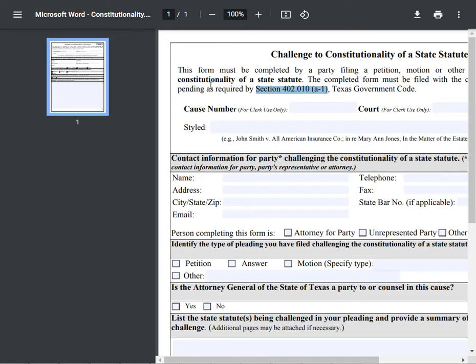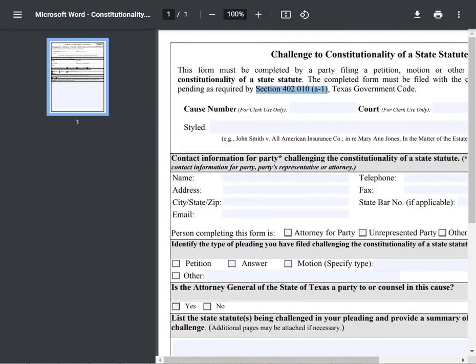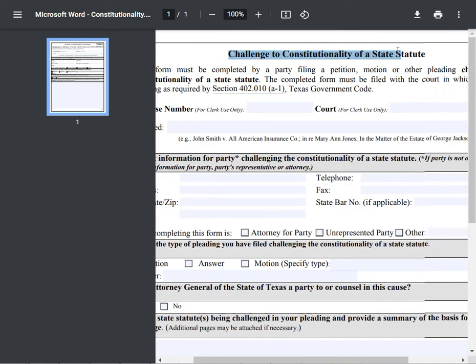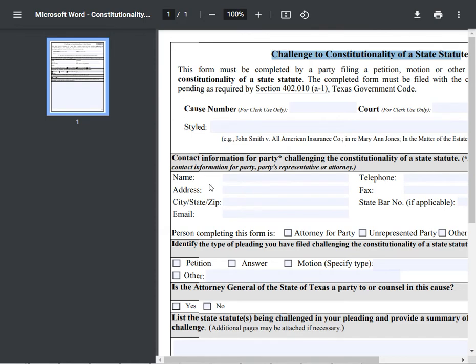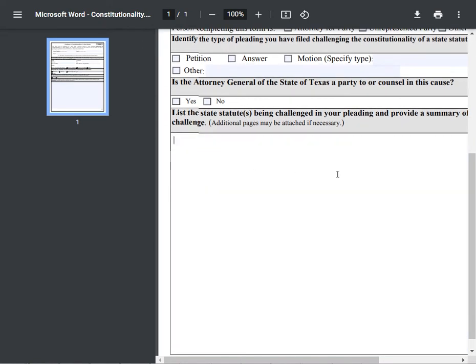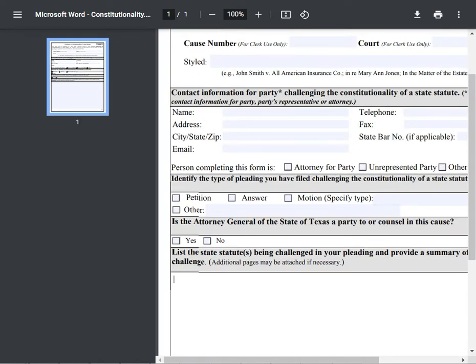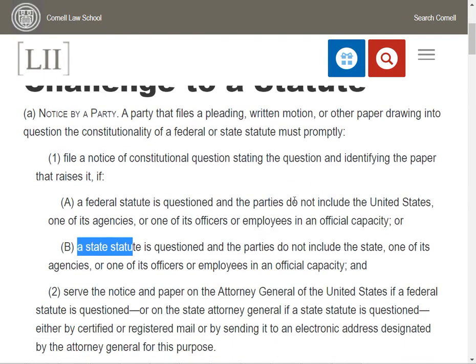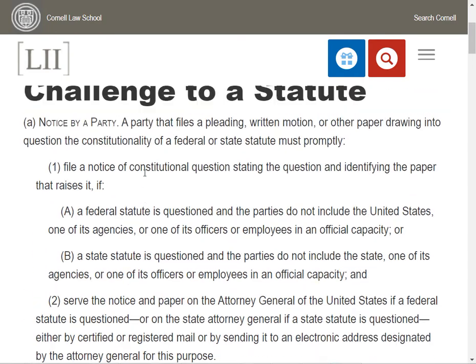This is what it looks like. So here you're going to see challenge to the constitutionality of a state statute. And they tell you exactly what you need to do. Case number, style, name, address, whatever this is in terms of motion or petition. And then you've got to put the information in here, right? So all of this comes back to Rule 5.1. But people are confused as to how to address something on the state level. So let's go further into 5.1.